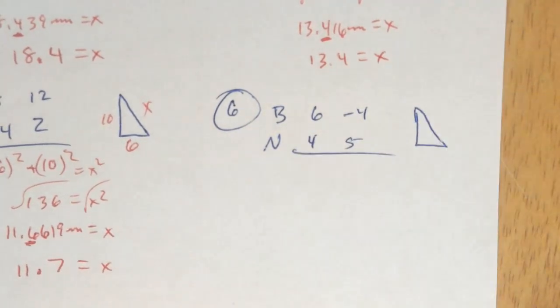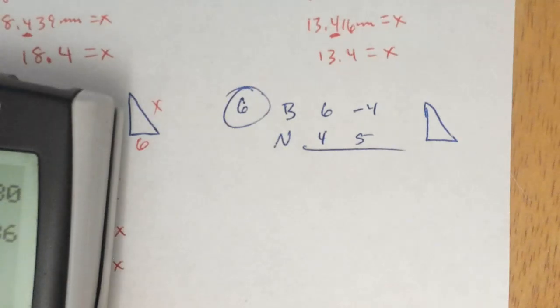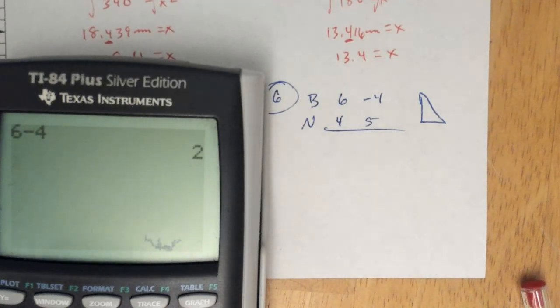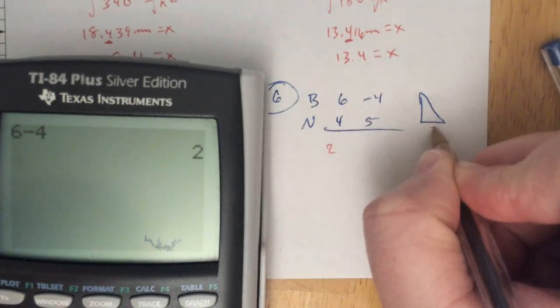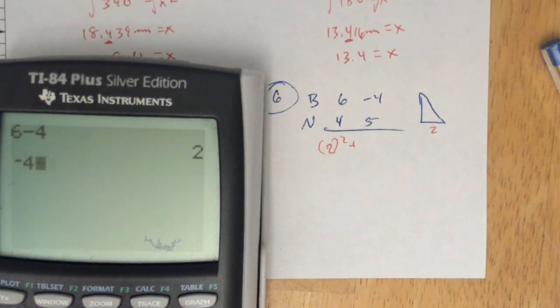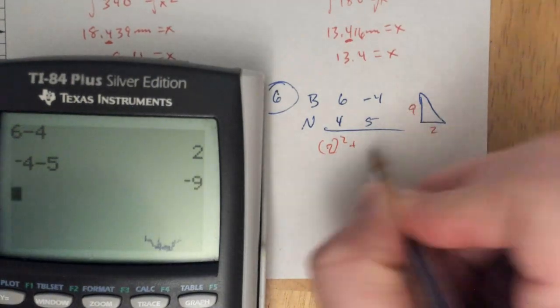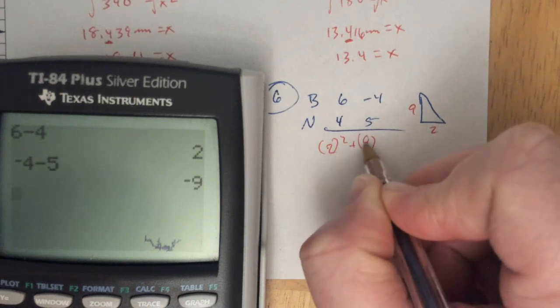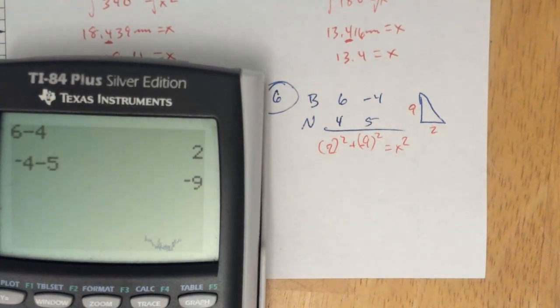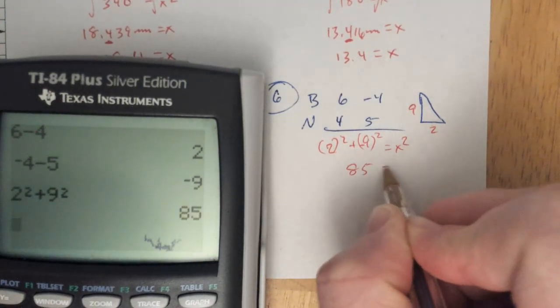We are going to subtract those. We have, show you my calculator, 6 minus 4, we get 2. And then squared plus -4 minus 5, we get 9. It's -9, which is totally fine, equals x squared. All right, so we have 2 squared plus 9 squared, we get 85. It's equal to x squared.